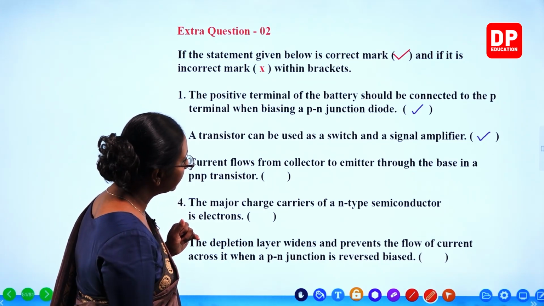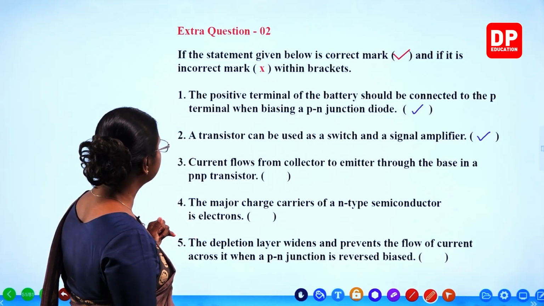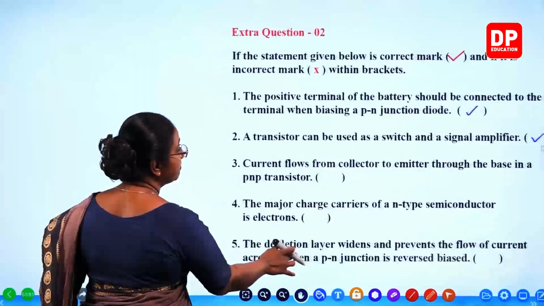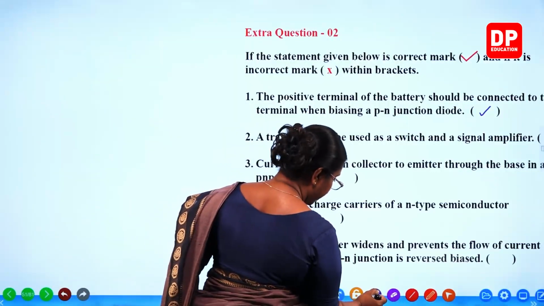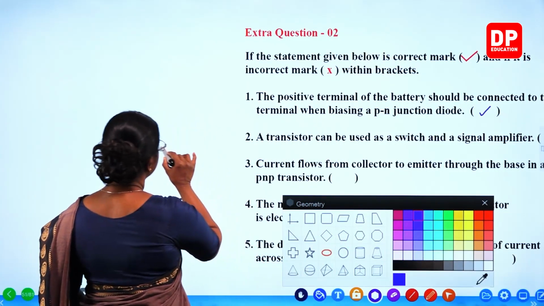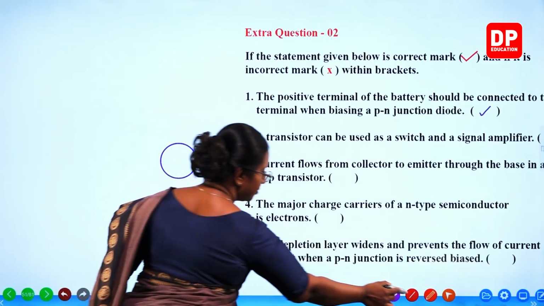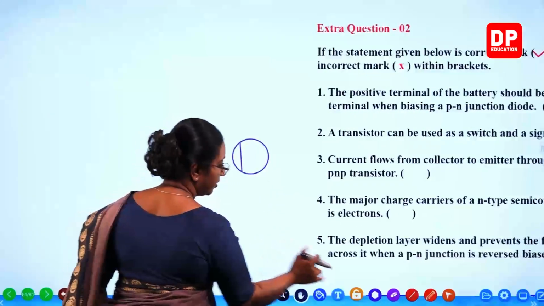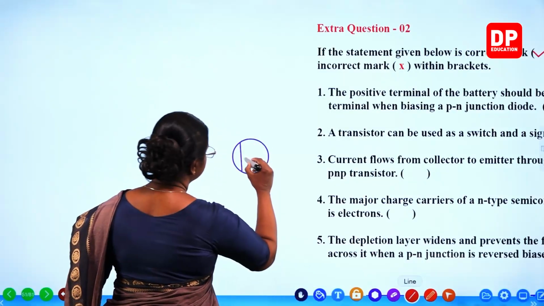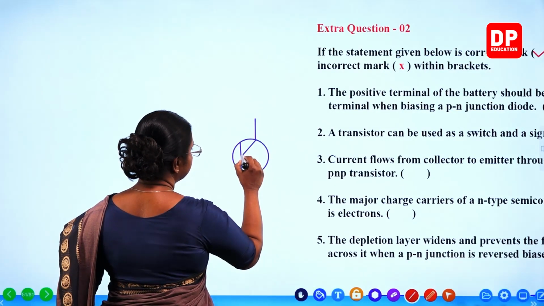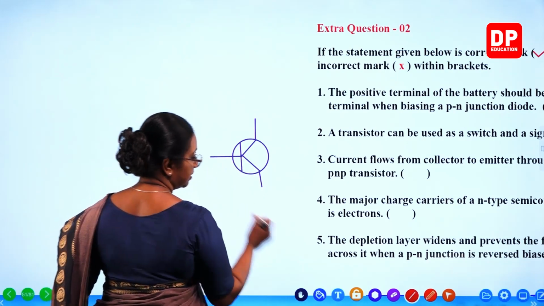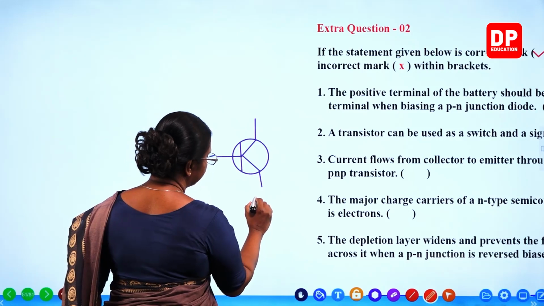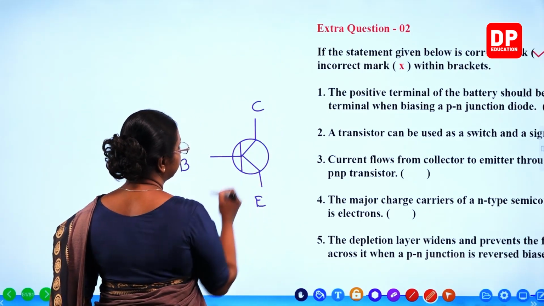Then the third one. Current flows from collector to emitter through the base in a PNP transistor. So, if we draw the symbol of a PNP transistor, you can remember these, students. We have the PNP transistor. So, this is the symbol. I draw it here. So here you all know this is the base. If we put the arrowhead here, it will be the emitter and collector.